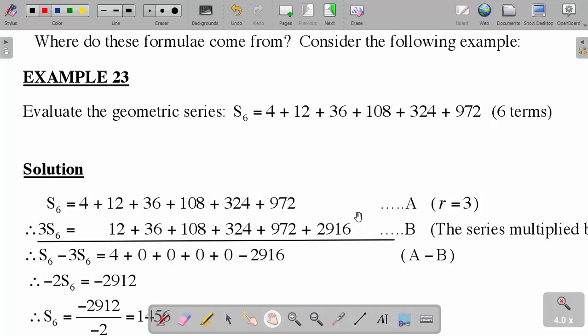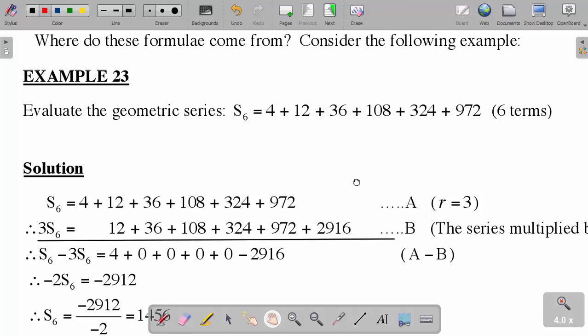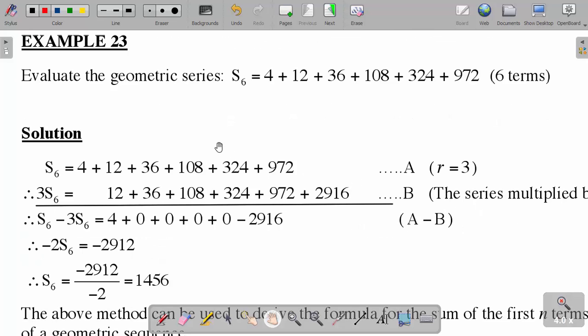Now, if I want to know the sum of this series, this is what I do. First, I write my sum, that is the sum of the first 6 terms, as 4 plus 12 plus 36 plus 108 plus 324 plus 972. And that's my equation A. Don't forget my constant ratio is 3 here, because 12 divided by 4 is 3. Also, 36 divided by 12 is also 3.